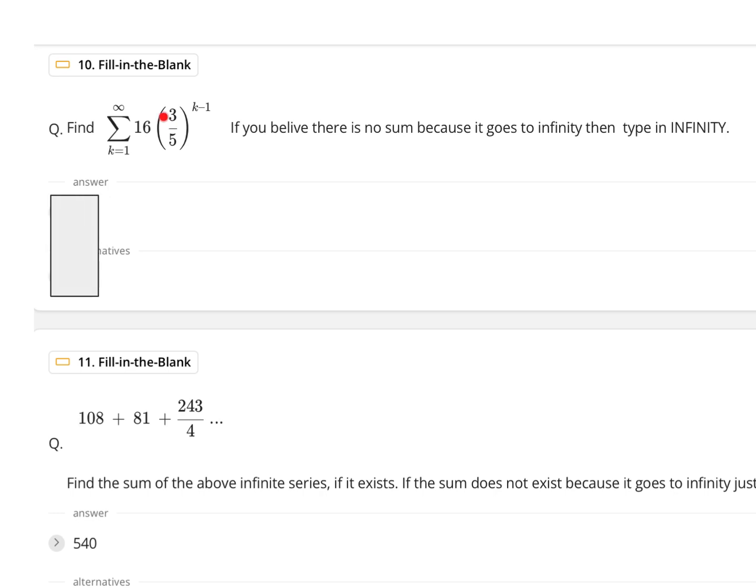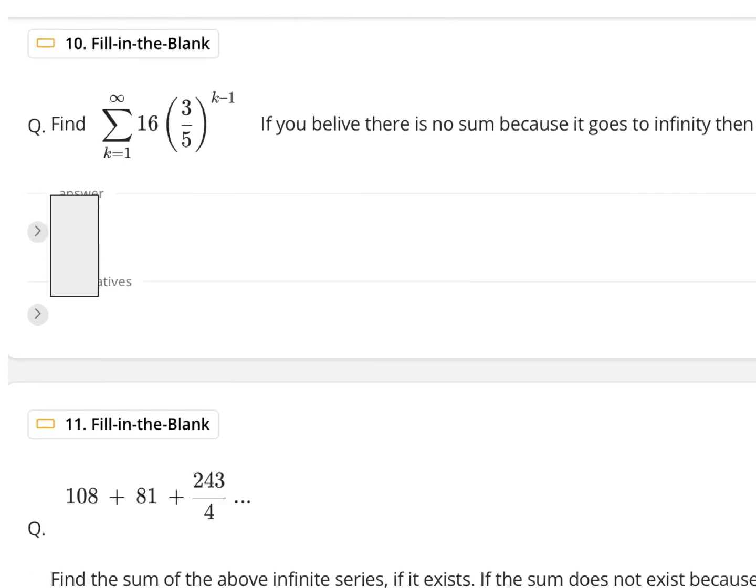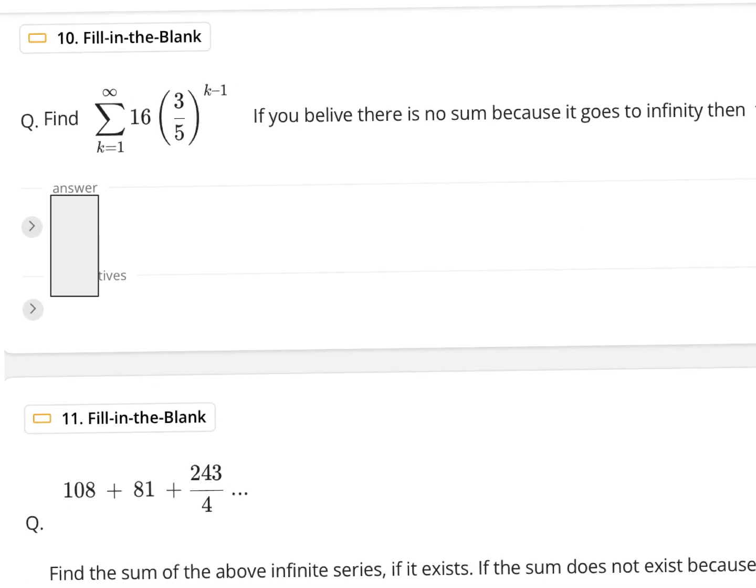It says find the summation from 1 to infinity, so it's an infinite series. And the question is, do we have an infinite arithmetic, which would simply be infinity, or do we have an infinite geometric, which we'd have to use a formula if r is less than 1.